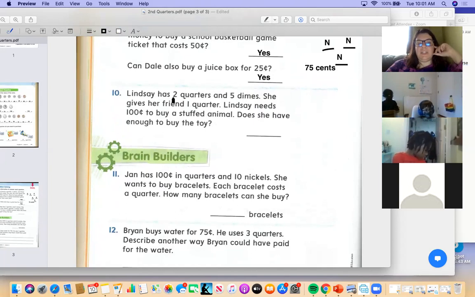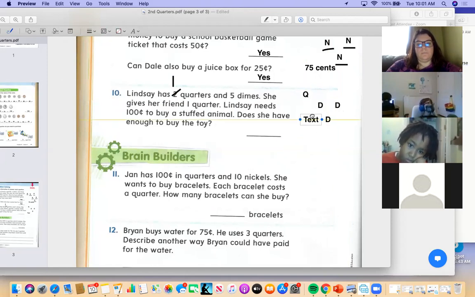Well, when it's like this, it says she has two quarters and five dimes. And she gives a quarter away. So she really has what? She really has one quarter and five dimes. So instead of adding it all up and then subtracting, we can just add up what one quarter and five dimes is and save ourselves some time. So she's got a quarter and five dimes. Okay, here's what she's got. Quarter and five dimes. So let's count.